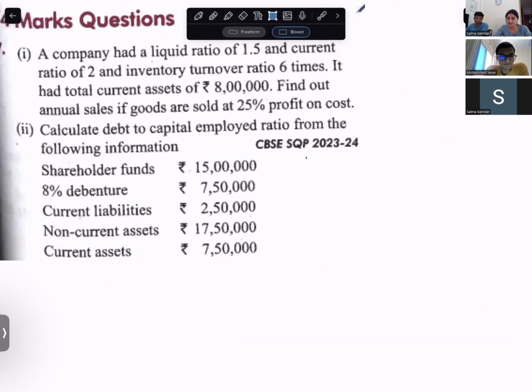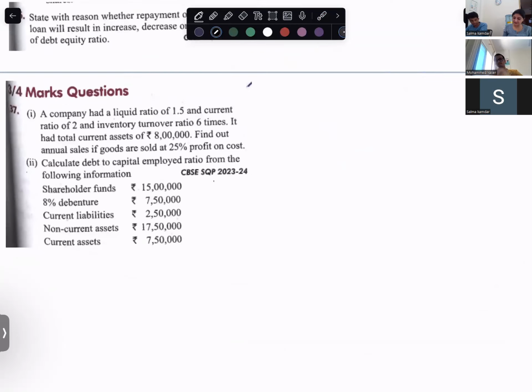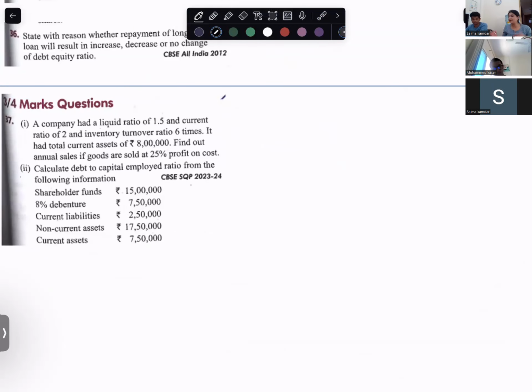What do I have to find out? Debt to capital employed ratio. Okay, fine. Whenever I have to find out something, what will I do? I will write the formula. What is the formula for debt to capital employed? Debt divided by capital employed.